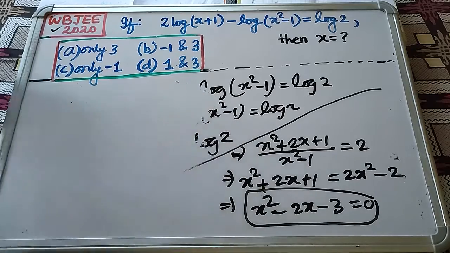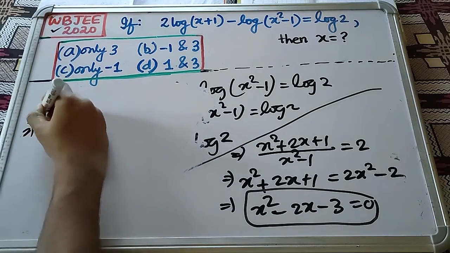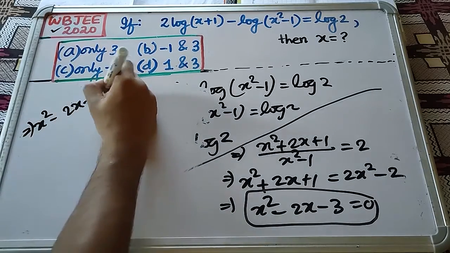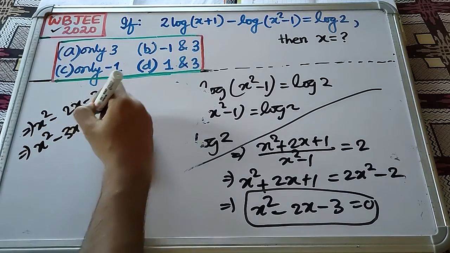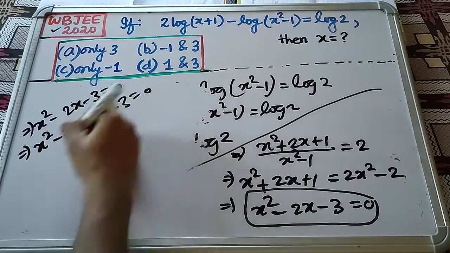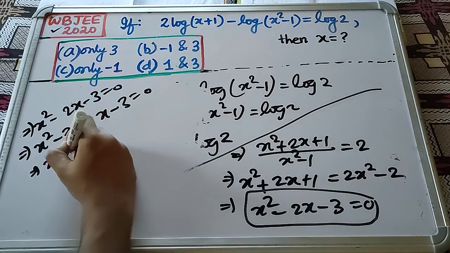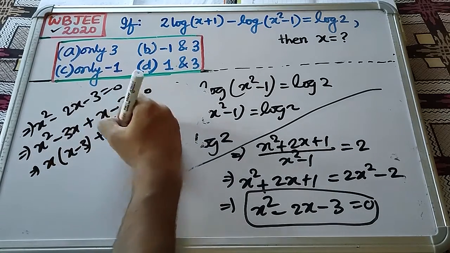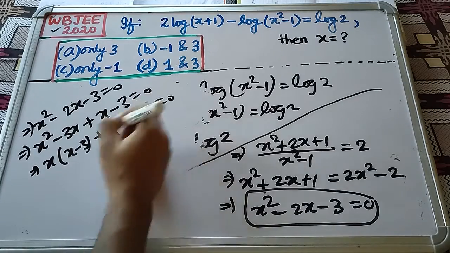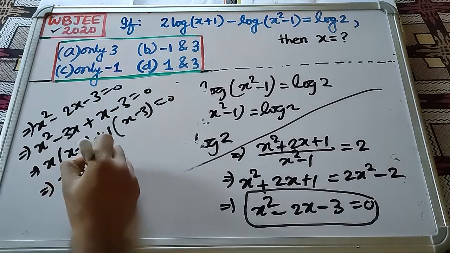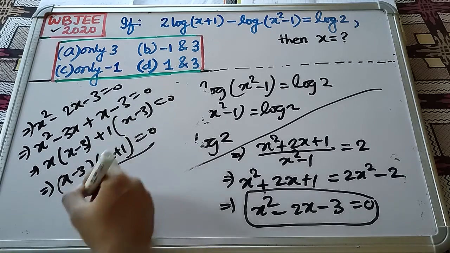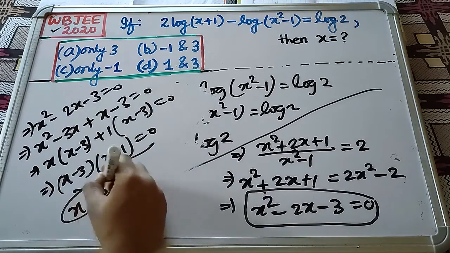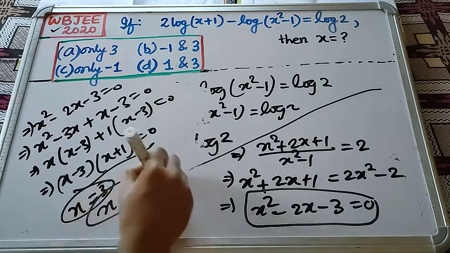So now let us solve it using the middle term. x square minus 2x minus 3 equals 0. We break it like this: x square minus 3x plus x minus 3 equals 0. Take x common: x (x minus 3) plus 1 (x minus 3) equals 0. So this becomes (x minus 3)(x plus 1) equals 0. Therefore from this we get that x equals 3 or x equals minus 1.